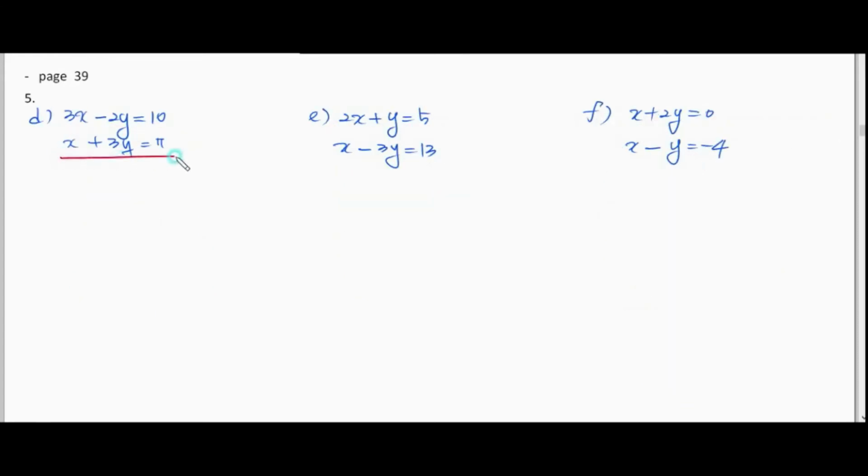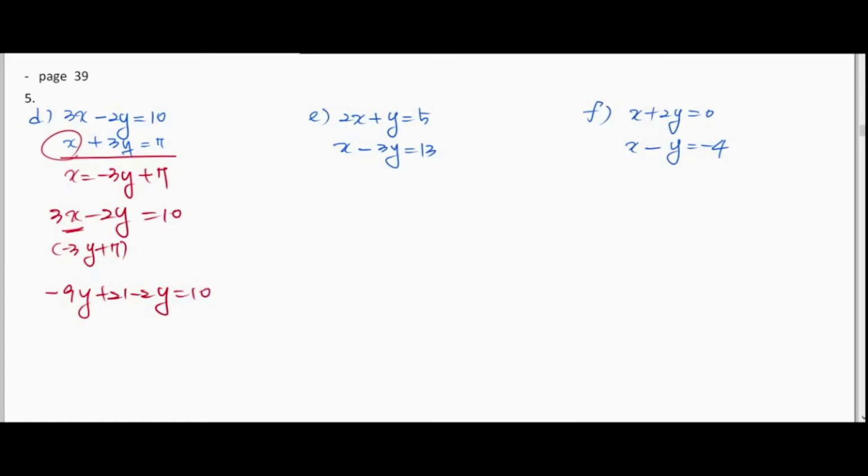So this is question d. I'll isolate the x right here. Then x equals negative 3y plus 7. So let's put that in the first equation. 3x minus 2y equals 10. But x right here is negative 3y plus 7. And then negative 9y plus 21 minus 2y equals 10. Negative 11y equals 11. And y equals 1. So when y is 1, right here this is 3. So then the x is 4.